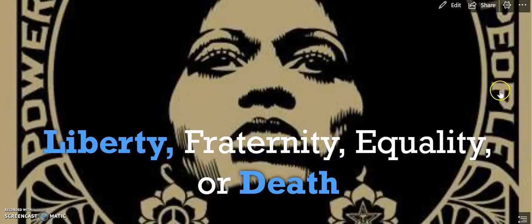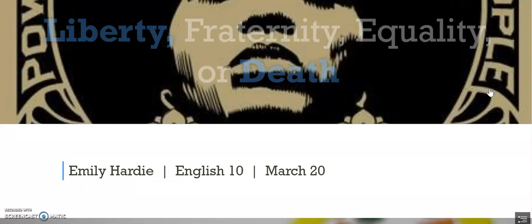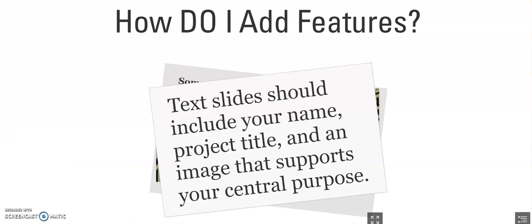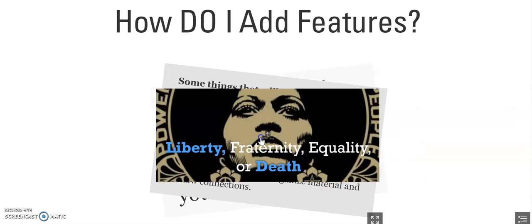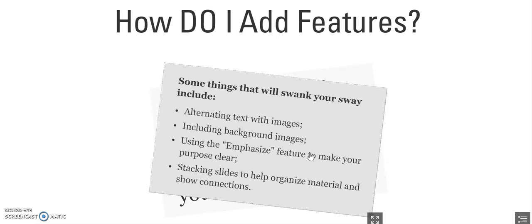Here's an example. This is the title slide in two parts. First, we have the image that supports the content and the title, and then next we have the name of the creator, the course that it's created for, and the due date. Here's an example. Some things that will swank your Sway include alternating text with images. That's something we just talked about. How do we add images, background images, and call-out images to our Sway?